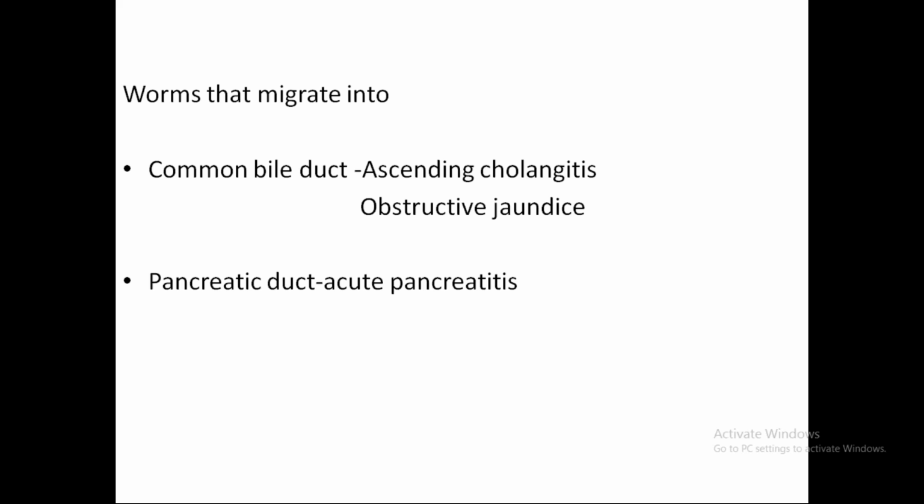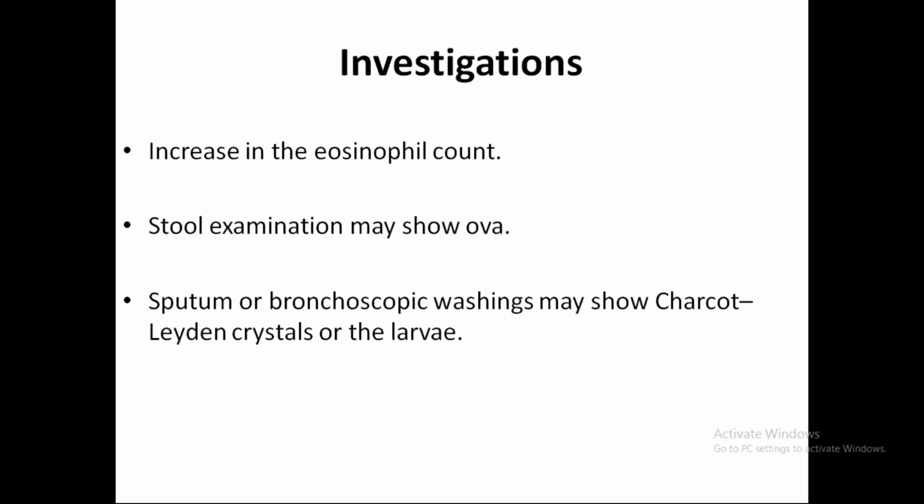These worms can even migrate to the CBD, causing obstructive jaundice and ascending cholangitis. If the worm obstructs the pancreatic duct, it causes acute pancreatitis. In investigations, there will be an increased eosinophil count. Stool examination shows ova. Sputum or bronchoscopic washings may show Charcot-Leyden crystals or the larva.